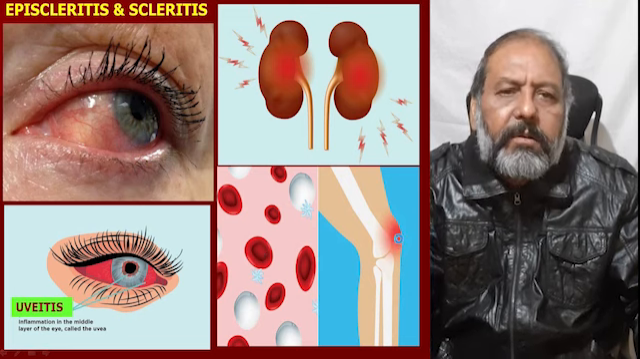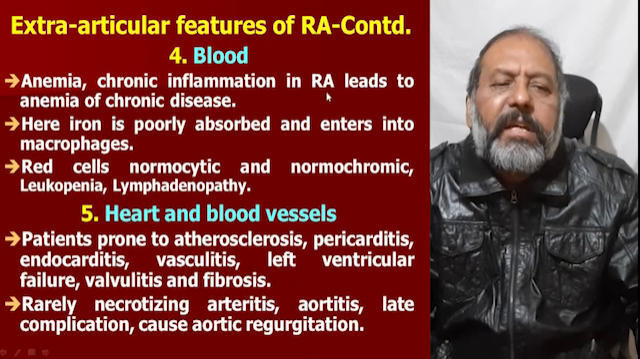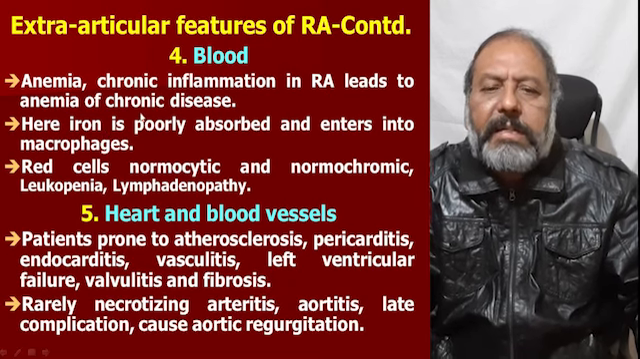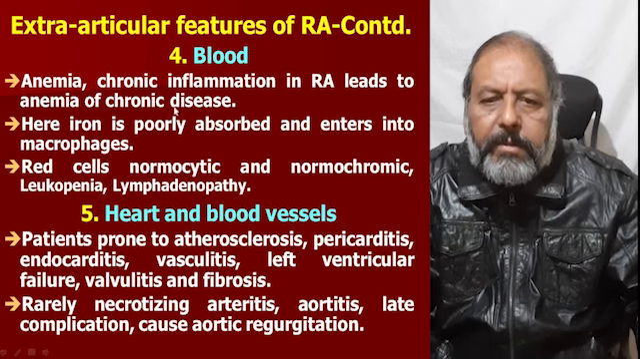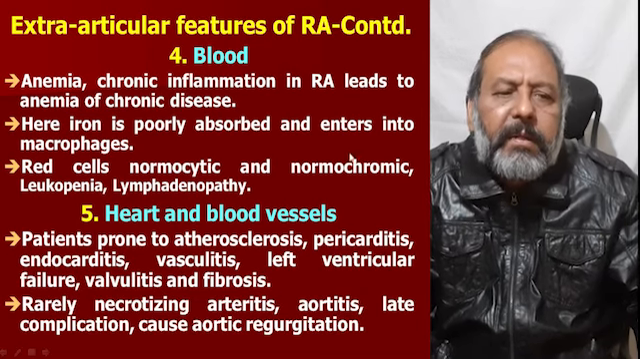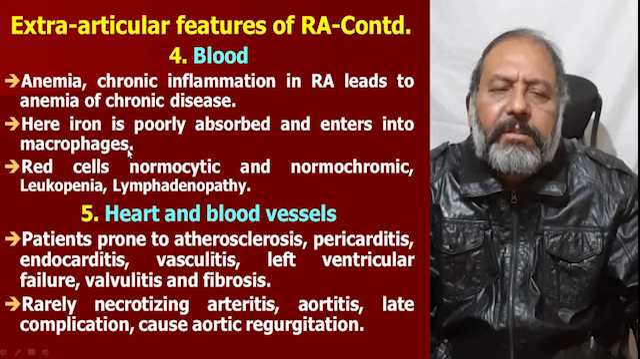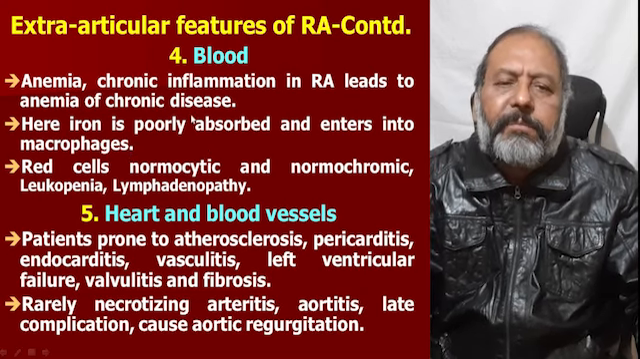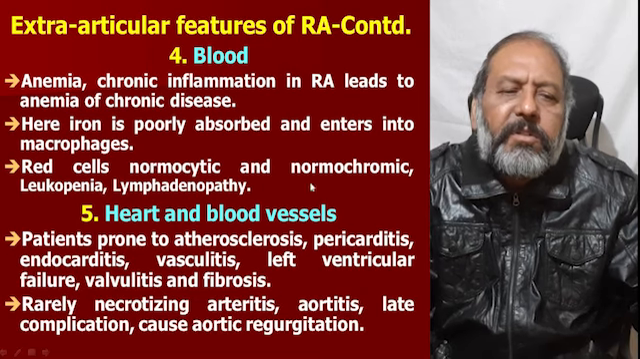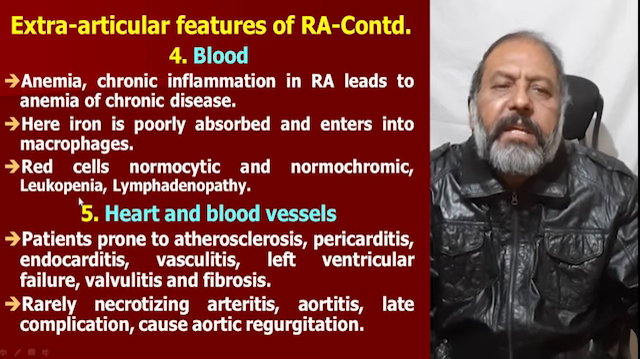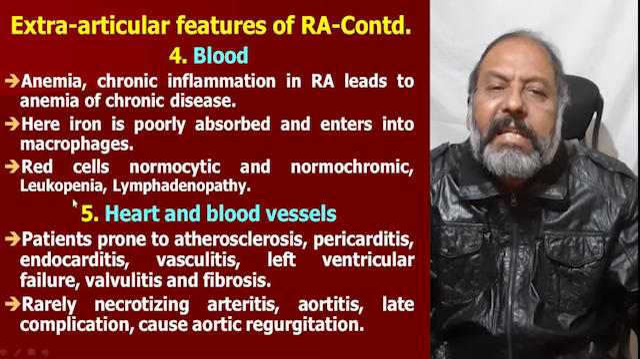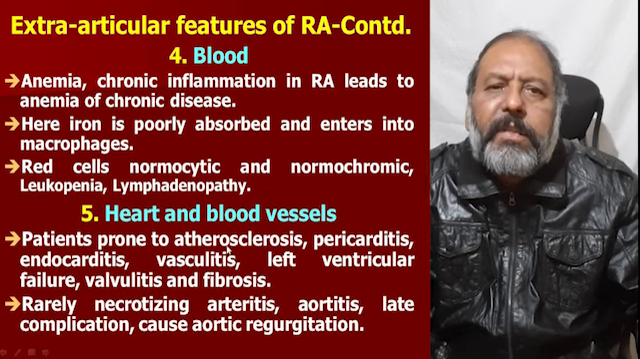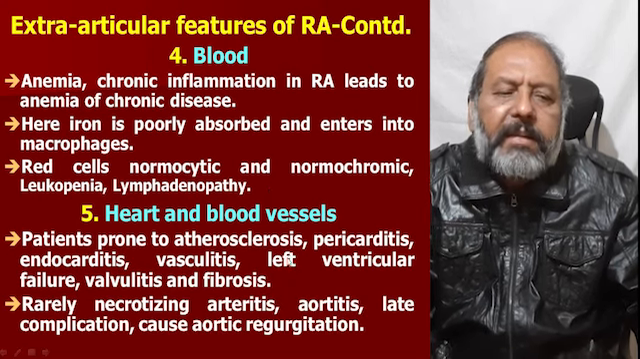Now, the fourth involvement is the blood. Anemia: chronic inflammation in rheumatoid arthritis leads to the anemia of chronic disease. Here, iron is poorly absorbed and it enters into the macrophages, so the macrophages take the iron and it is not available for the blood to make more hemoglobin, leading to the anemia. Red cells are normocytic and normochromic, and there is a decrease in the TLC also, causing leukopenia, and lymphadenopathy is also present. The fifth involvement is heart and the blood vessels.